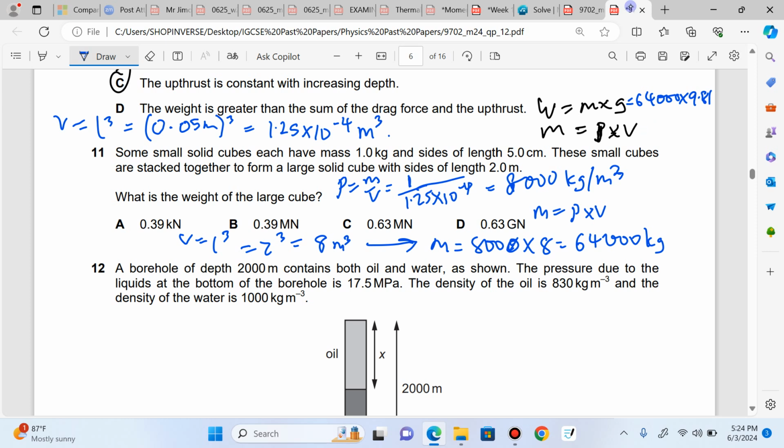6.3 times 10 to the power 5 Newton. And where do I have that? 6.3 times 10 to the power 5 Newton. That will be 0.63 meganewton. That is C. The correct answer to question 11 is C.